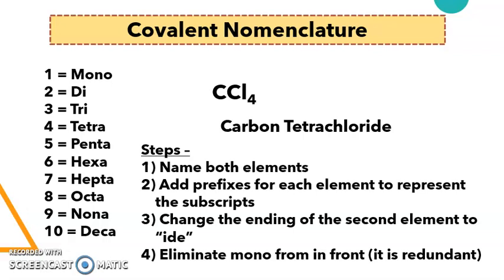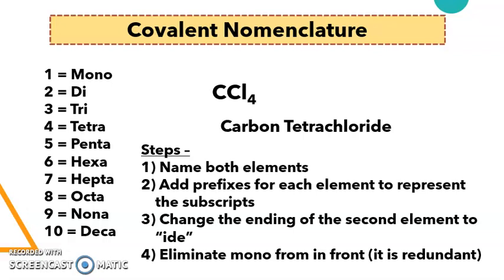Now, just so that you can make a little bit more sense of this, I've tried to write down some steps to make this a little bit easier for you. So the first thing you're going to want to do again is just to name both elements. In this case, it would have been carbon and chlorine. Add prefixes for each element to represent the subscripts. There was only one carbon, so we said mono. Then there were 4 chlorines, so we said tetra.